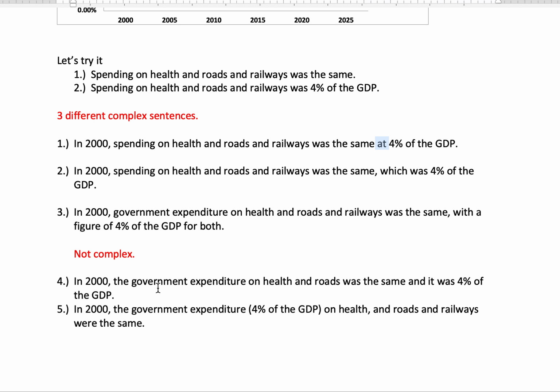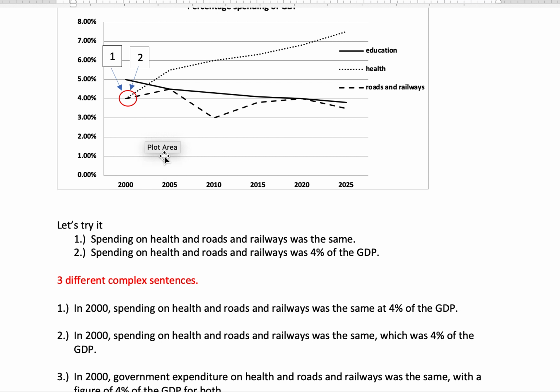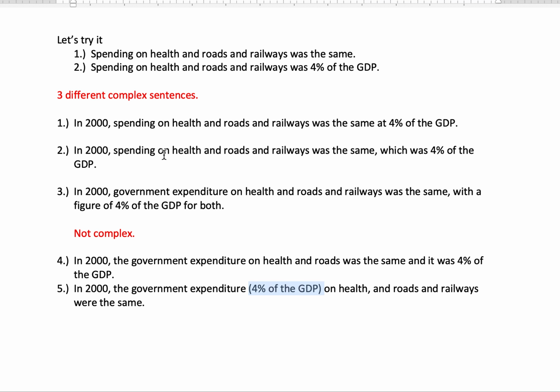In 2000, the government expenditure on health and roads was the same and it was 4% of the GDP. This is a compound sentence. Now this is: in 2000, the government expenditure on health and roads and railways was the same. This data I have put in the brackets here. So this is the 4th way and this is the 5th way as we did it on the last page. So this is another way. This is just a practice of what we have studied earlier and this is how you can say the same thing in different ways.